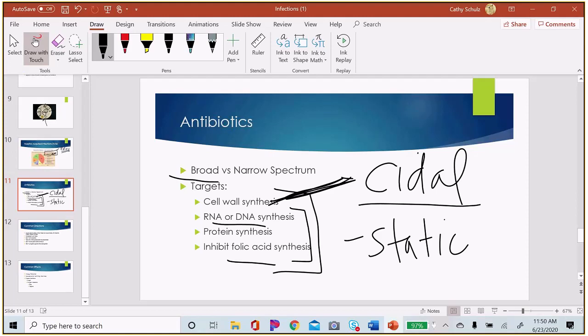Thank you, Lillian. Every time we need something like that, you just chime in. And then static means you're keeping them static in the same spot. You're stopping them from dividing, so they can't replicate their DNA or make proteins in order to keep functioning. And then eventually they'll just die out. So either way is effective, but that's generally what they do. They either kill the bacteria outright or stop the bacteria from dividing.